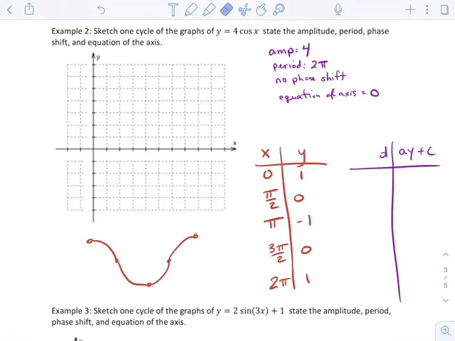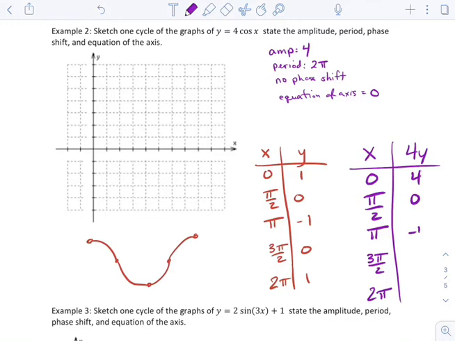So x's will be staying the same. Our y values will be multiplying by 4. So I'll write the x values still remaining the same, my y values multiplying by 4. And we can plot this onto our grid.